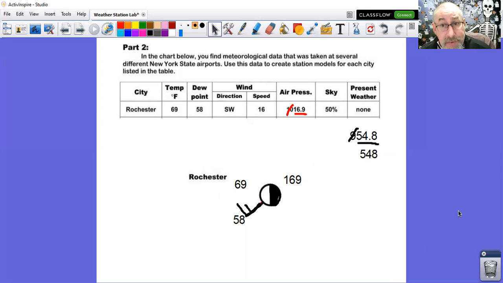But this is how we read and draw weather station models. You're going to have to practice these. You're going to have to know these symbols because you will see these on a test in the very near future and at the end of the year. So until then, I will see you online.